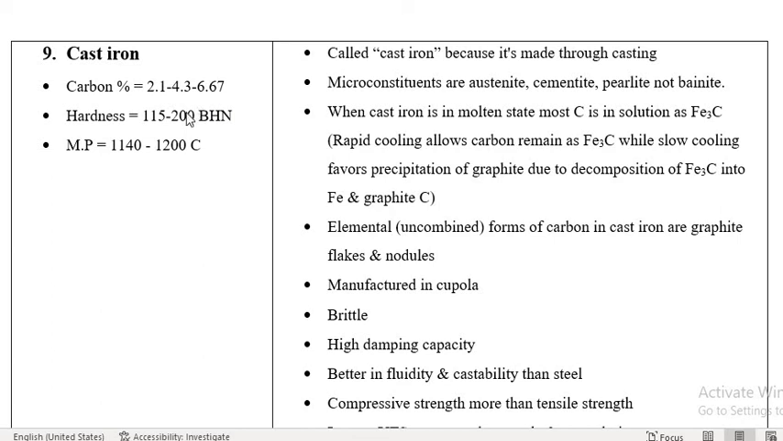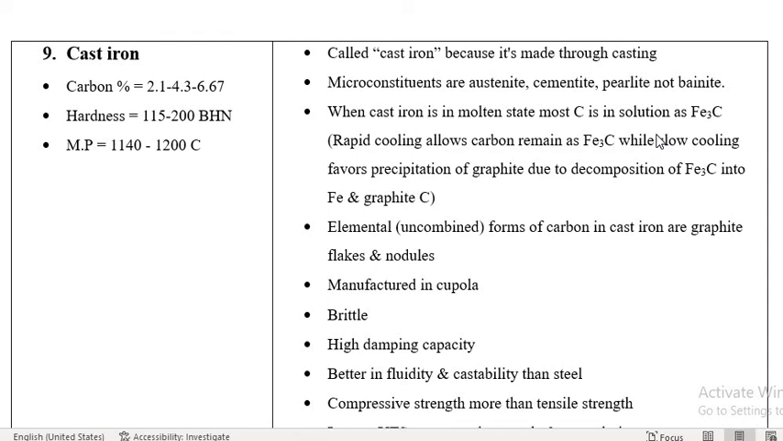Its hardness is about 115 to 200 BHN and its melting point is 1140 to 1200 degrees Celsius. The micro constituents of cast iron are austenite, cementite and pearlite, but not bainite. When cast iron is in the molten state, most of the carbon present is in the form of iron carbide or cementite.